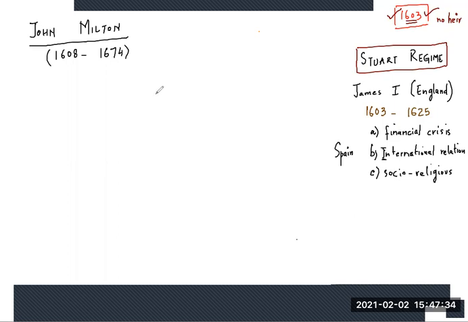Now, is Milton writing when James I is ruling? He must be young. Yes, he is young. And is he writing? What do you think he has written? I don't know the actual dates of his writings, but I think he must have started writing earlier. I'm guessing it.